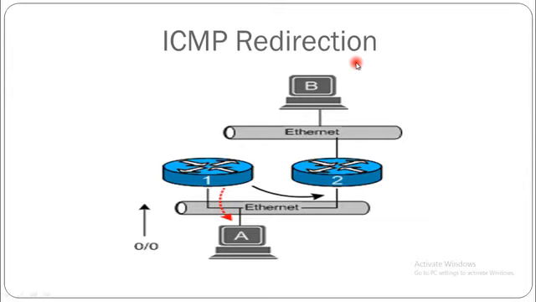The second one is that the IP source address in the packet is on the same logical IP network as the next hop IP address.